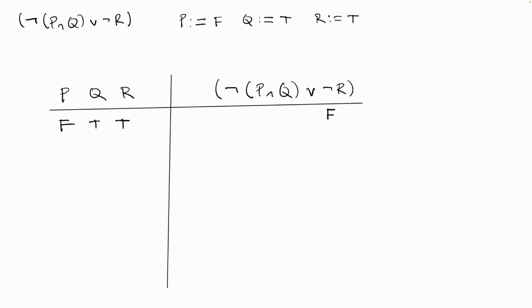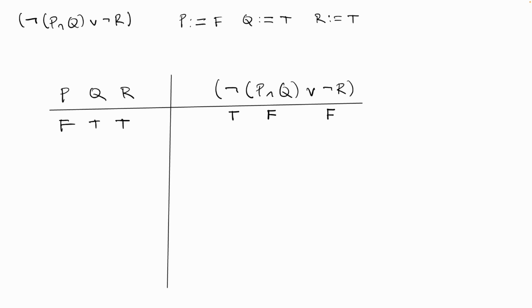Now, in order to calculate the truth value for not P and Q, we first have to compute the truth value for P and Q, the formula that's being negated. And that formula's main connective is the conjunction sign. So we'll write the truth value for that formula underneath that conjunction sign. On this valuation of the atoms P, Q, and R, P and Q is false. So we can now write down the value true for not P and Q.